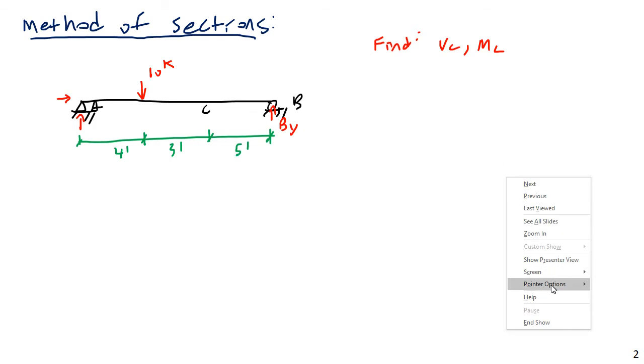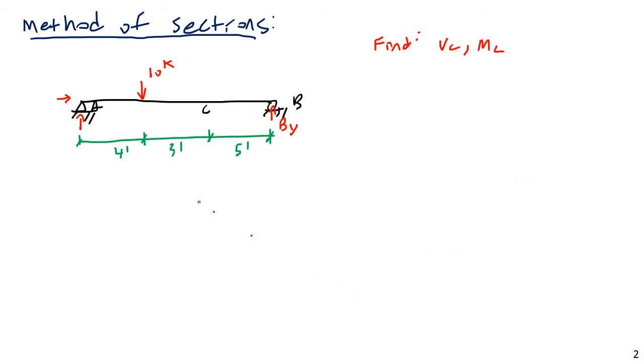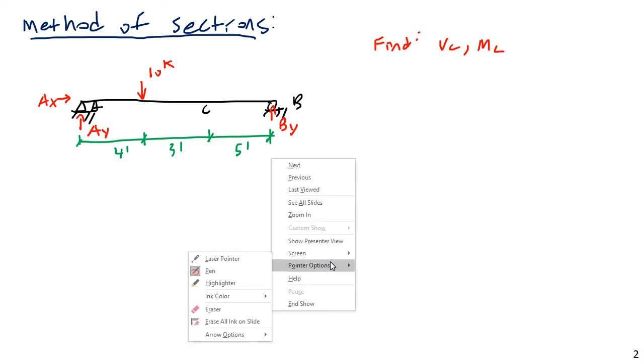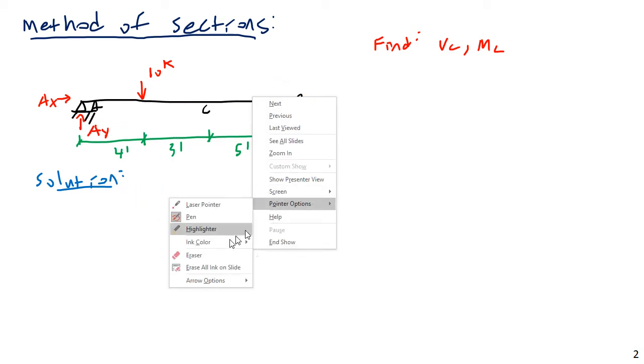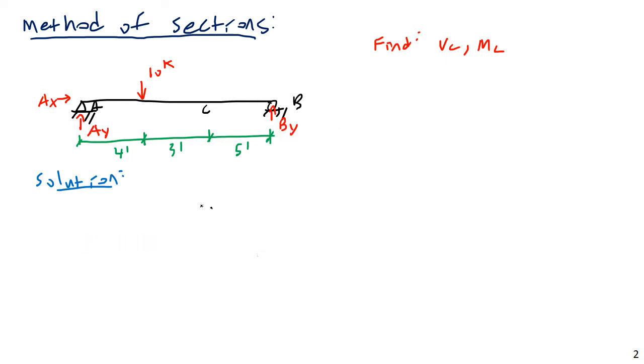And let me go ahead and label my A reactions. So this would be AX and AY. So we want to do this, and for the solution, I'm going to gloss over finding the reactions. That's just basic, trivial statics. If I want to get BY, I can solve for the moments about A. For AY, solve for the moments about B. Sum of forces in the x direction gets AX equal to 0. That's trivial. So step 1, get the reactions.